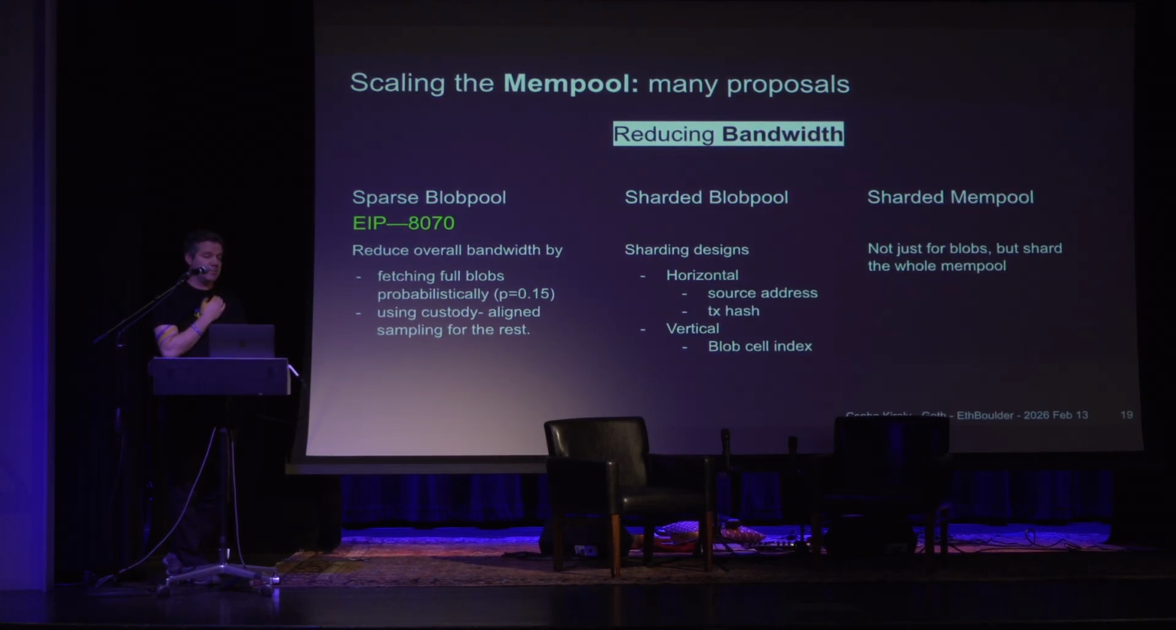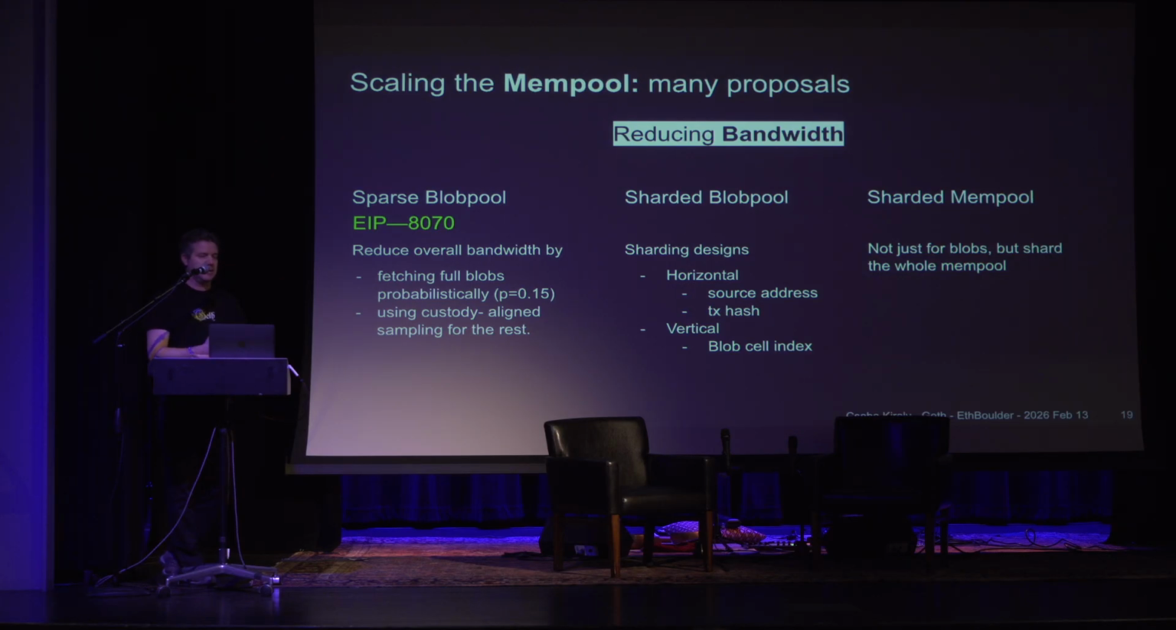So one is different proposals on sharded blob pool. You can do sharding in different ways. So we are speaking of blobs, horizontal meaning the blob direction. You can do horizontal sharding in different ways. You have to decide basically which shard the blob belongs to. You can do it based on the source address of the sender. You can do it based on the hash of the transaction, or you can come up with other things.